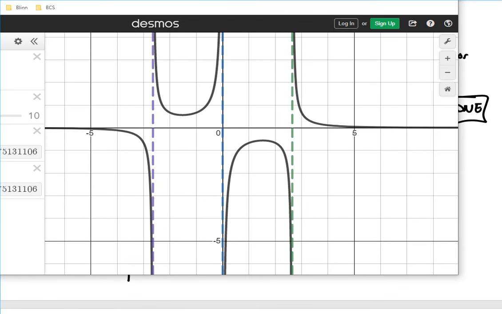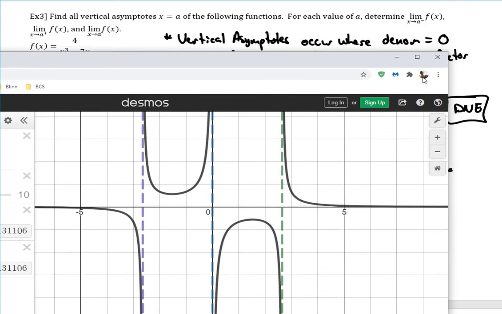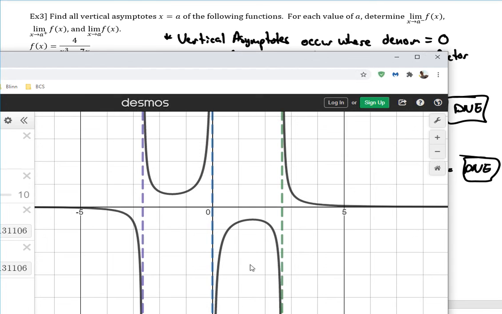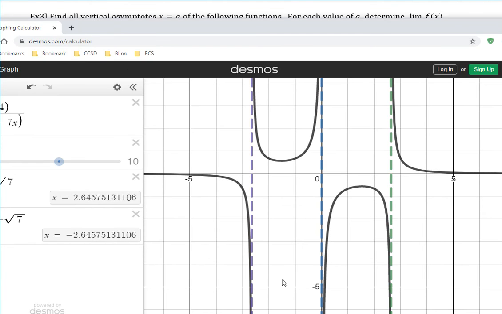Okay, so from the left, we can see it's going down. From the right, it's going up. So from the left, negative infinity. From the right, it's going up to a positive infinity. These are different, so that means it does not exist. Okay, so from the left, that's that. Okay, and then one more.